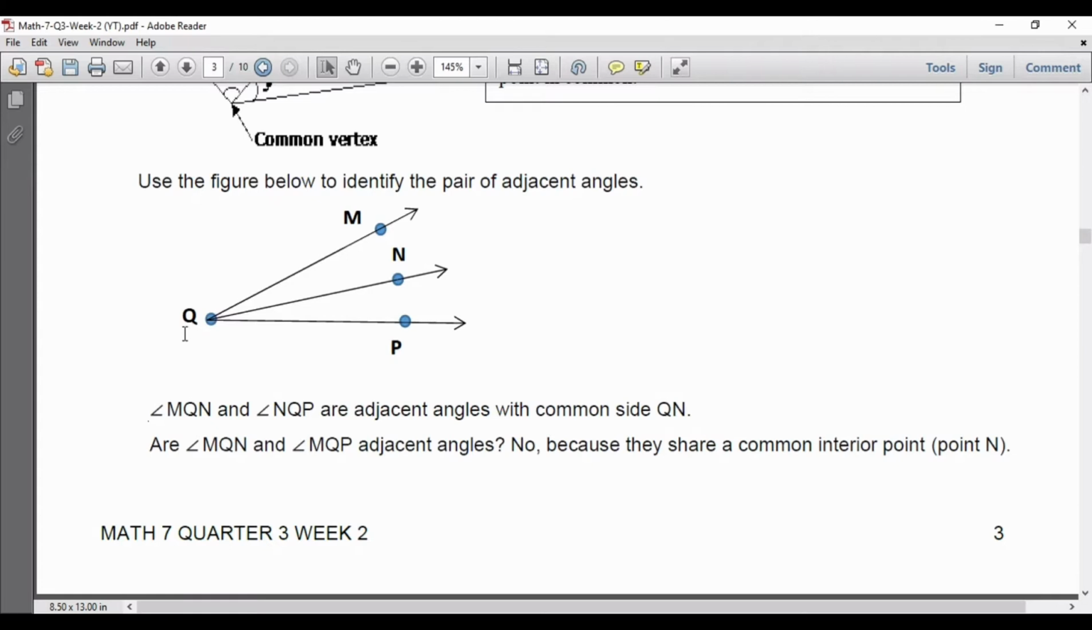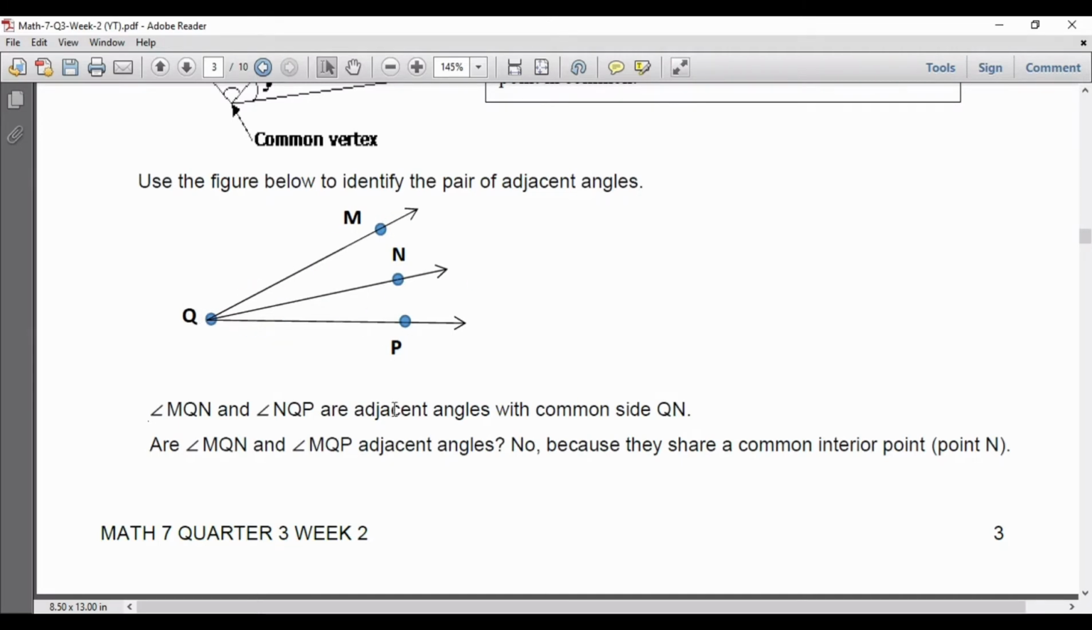Another criterion for them to be adjacent: do they have a common side? Yes. The side of MQN common to NQP is the side QN or ray QN. Take note, the sides of an angle are rays. So ray QN is the side common to both angle MQN and NQP.